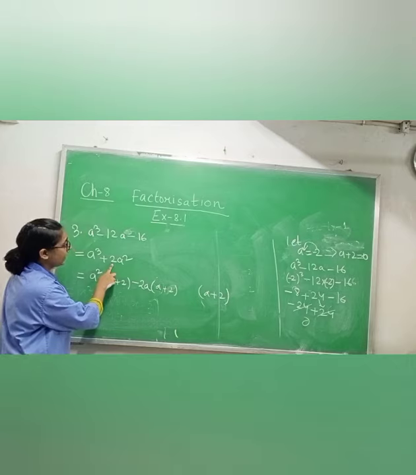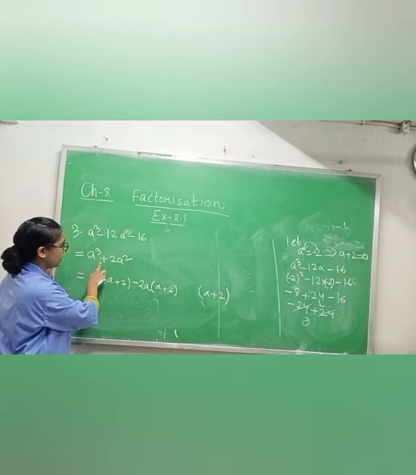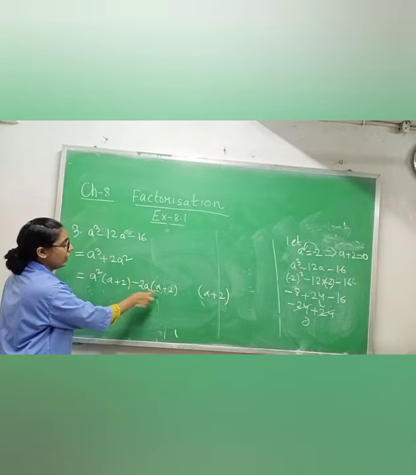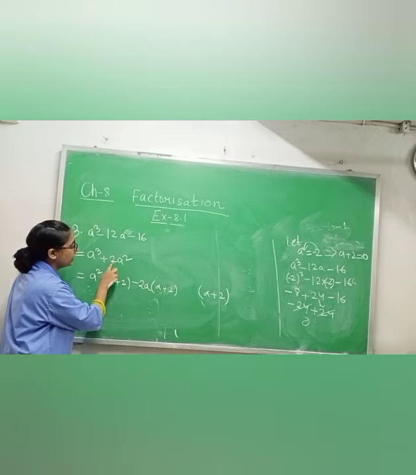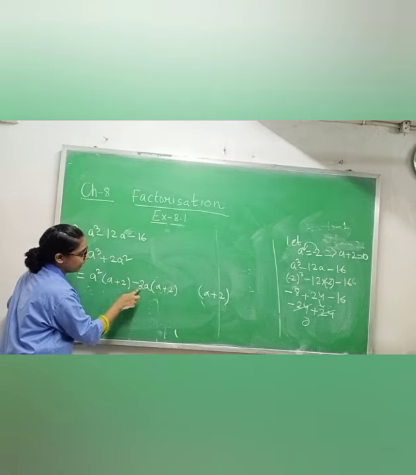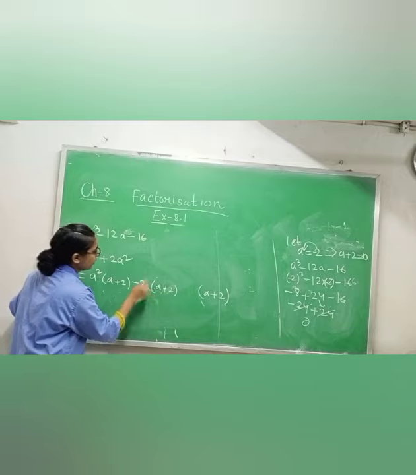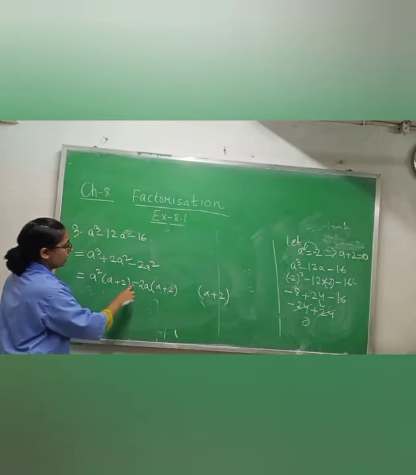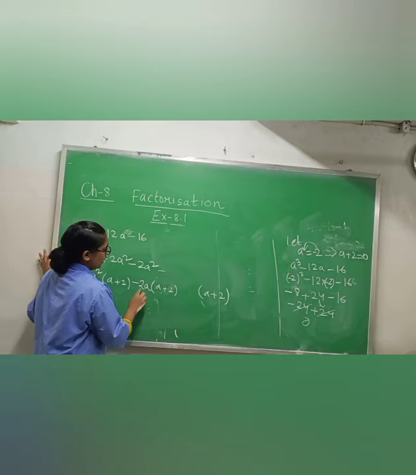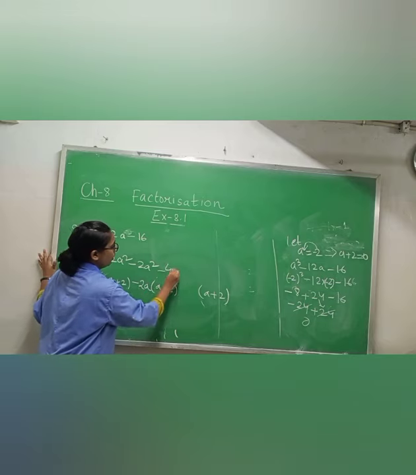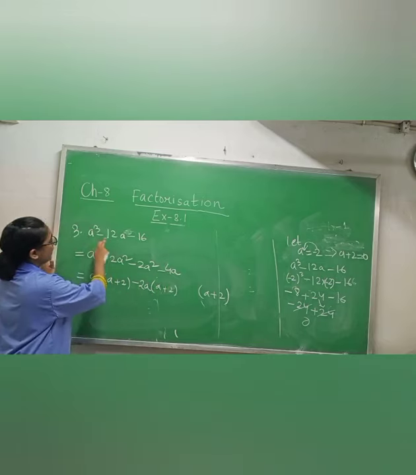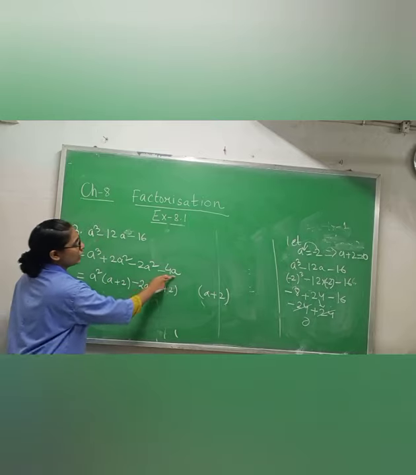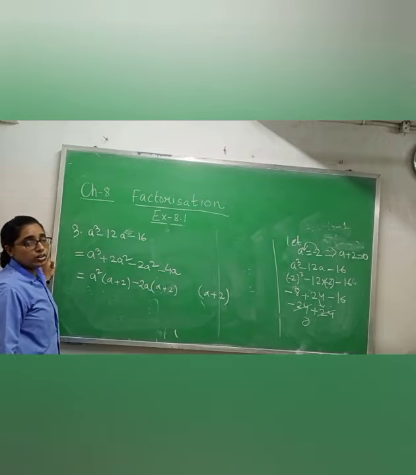To remove this one, I need the opposite sign. Here it is plus sign. Now I need minus sign. One a is already present, but I need 2a square. So I am multiplying with 2a. Now minus plus minus 2a into a, 2a square. Again minus plus minus 2a into 2, 4a. But here I need minus 12a. I am getting only minus 4a.